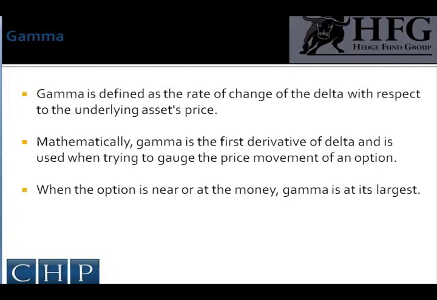Gamma is defined as the rate of change of the delta with respect to the underlying asset's price. Mathematically, gamma is the first derivative of the delta and is used when trying to gauge the price movement of an option relative to the amount it is in or out of the money. When an option is measured as deep in the money and very far out of the money, gamma is relatively small. When the option is near or at the money, gamma is usually at its largest.